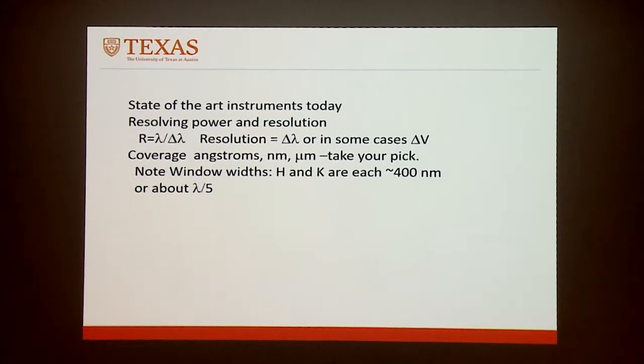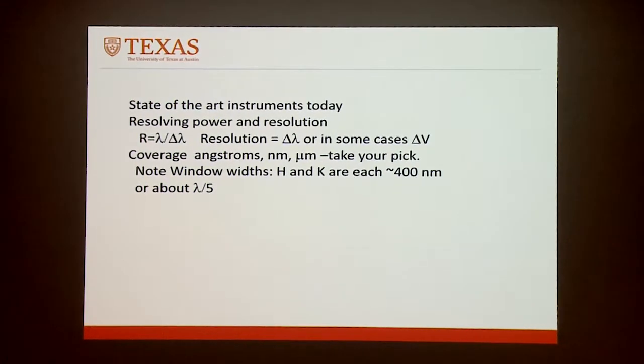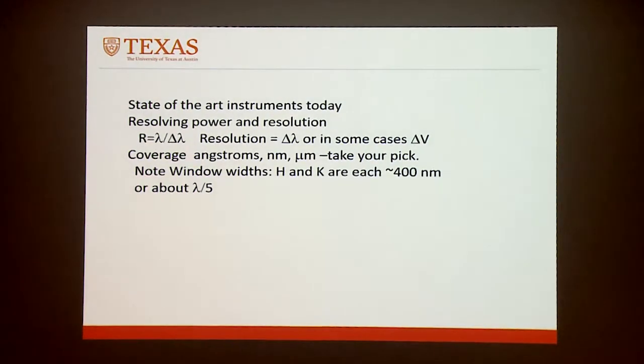Okay, so I'm going to talk a little bit about the state of the art of instruments today. To start that, I want to just get some definitions. People are a little bit fast and loose with this. We tend to not distinguish between resolving power and resolution, but there's an important difference. Resolving power is the ratio of the wavelength to the resolution. So the resolution might be measured in angstroms or nanometers or fractions thereof, but the resolving power is a dimensionless number that's the ratio of the wavelength you're at to the resolution.